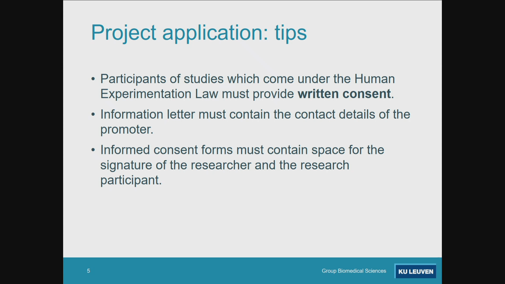Next, besides the information letter, there is as well the need for a written informed consent, and certainly for studies that fall under the Human Experimentation Law, there is the legal obligation to have a written consent. An information letter must contain the contact details of the promoter, as I said earlier, and the informed consent form should as well have the space for the signature of the researcher and the research participants. You should as well provide this information letter and a copy of that together with the informed consent form to the research participant.